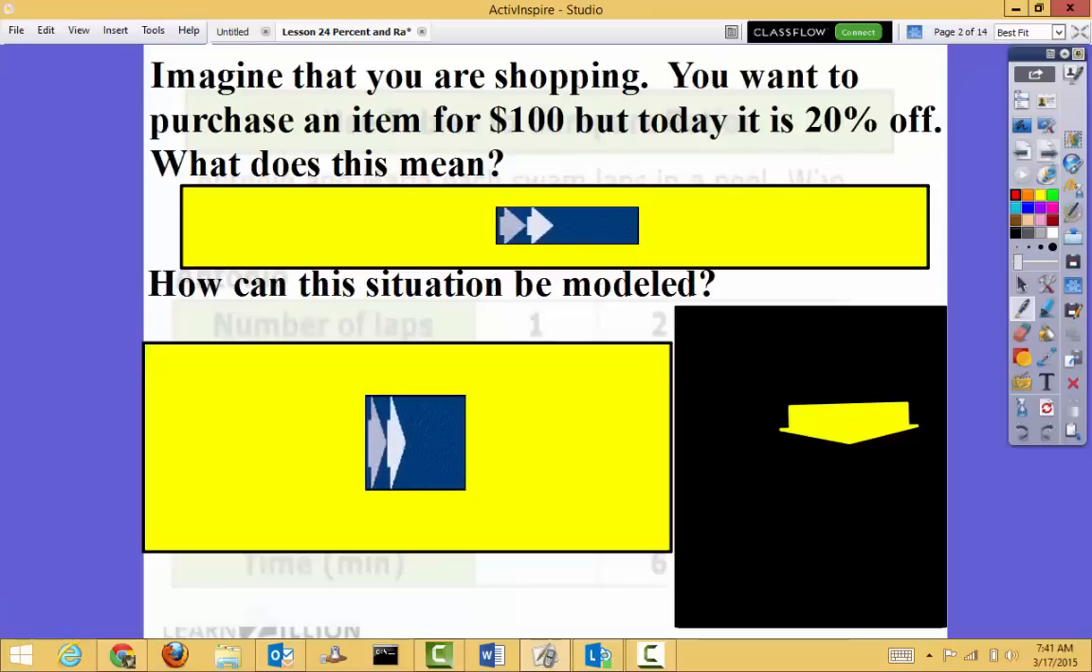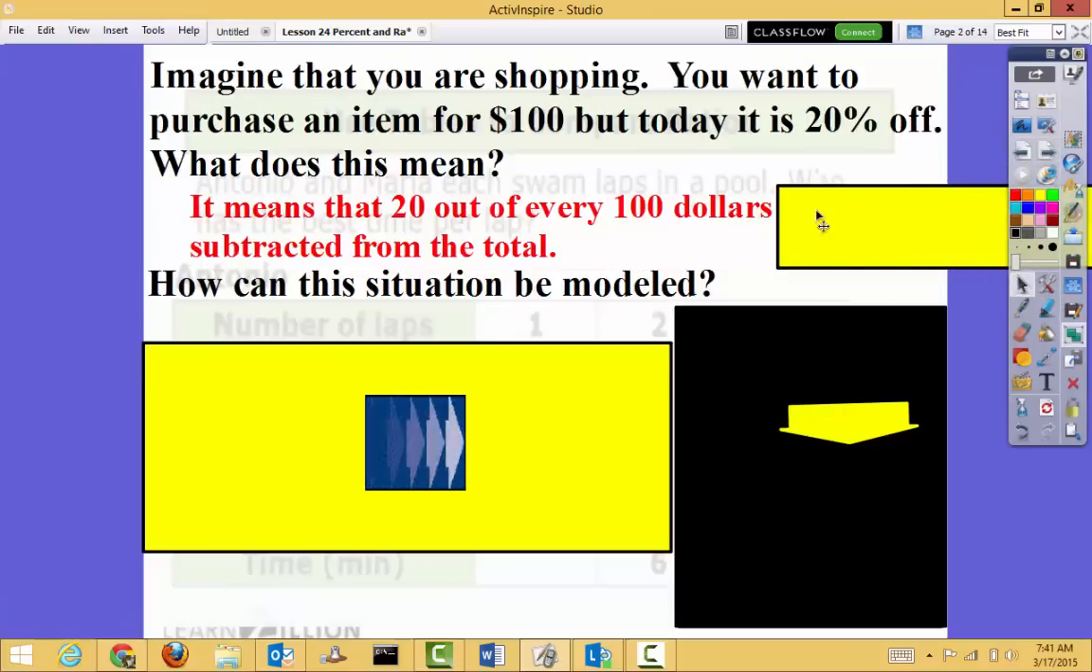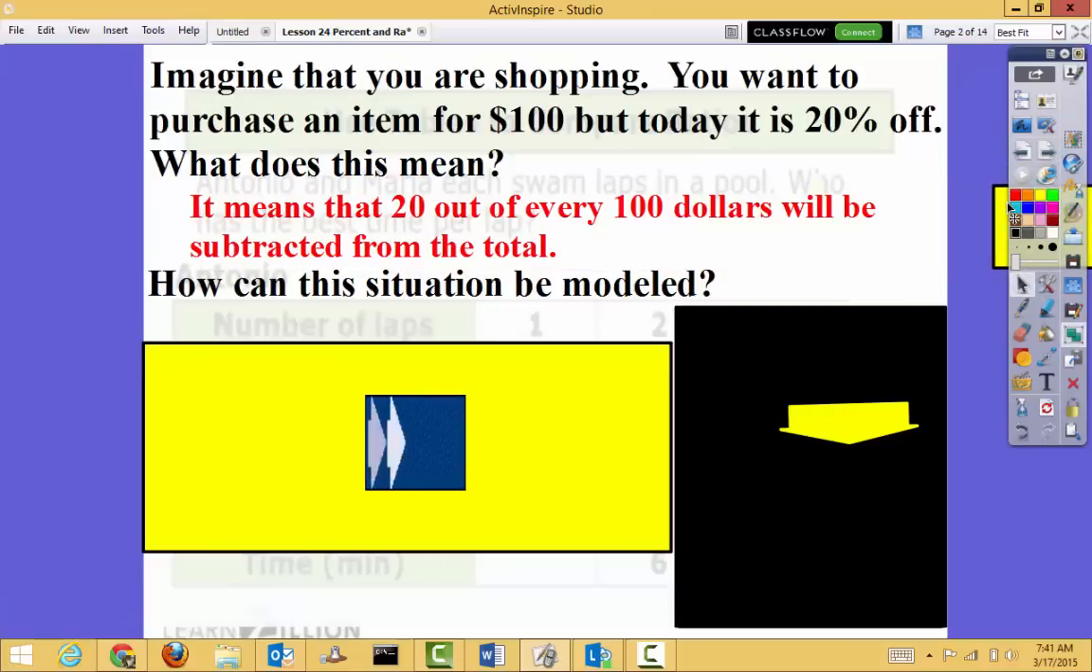So let's begin. Imagine that you are shopping. You want to purchase an item for $100, but today it is 20% off. What does that mean? Well, it means that for every $100 you're going to save $20. So 20 out of every $100 will be subtracted from the total. What does this mean? $20 will be taken away from 100, so we're going to subtract 20 from 100.